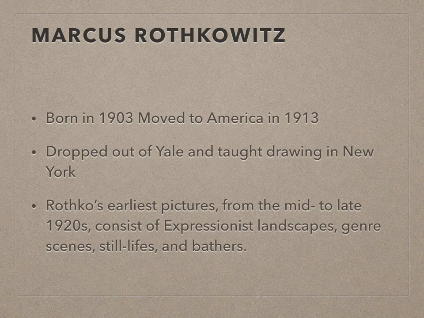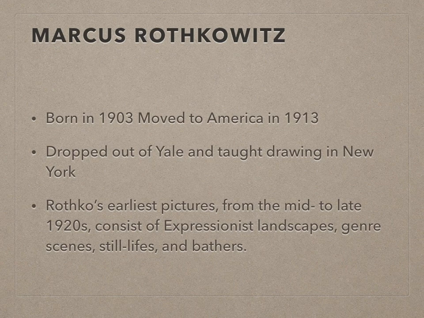Marcus Rothkowitz was born on the 25th of September in 1903 in, I'm gonna mess up this name, Dvinsk, Russia, which is now Latvia, and moved to the U.S. in 1913. As a youth in Portland, Rothko excelled academically and pursued interests in literature, music, and social studies. From 1921 to 1923, he attended Yale University on a scholarship, but left in his third year without graduating.